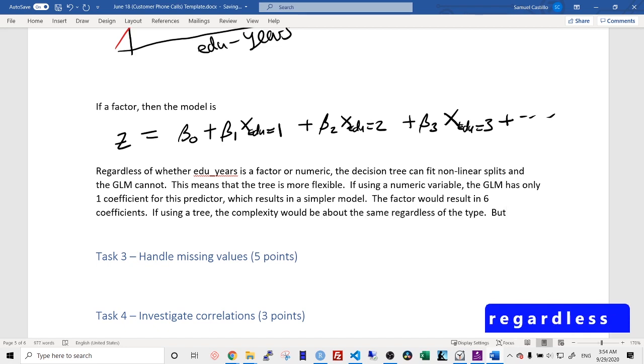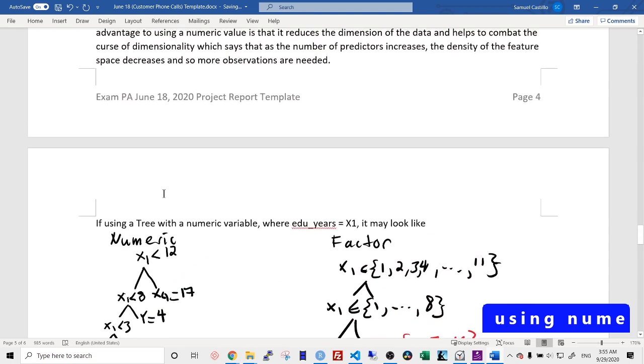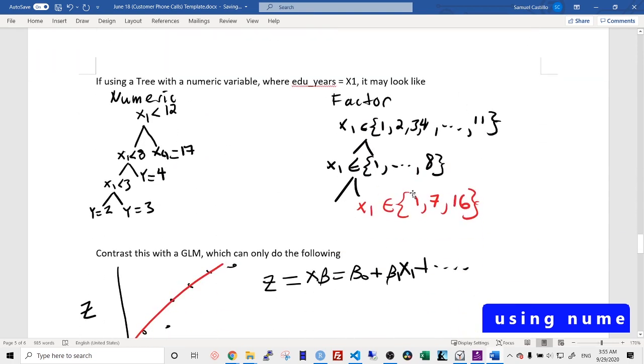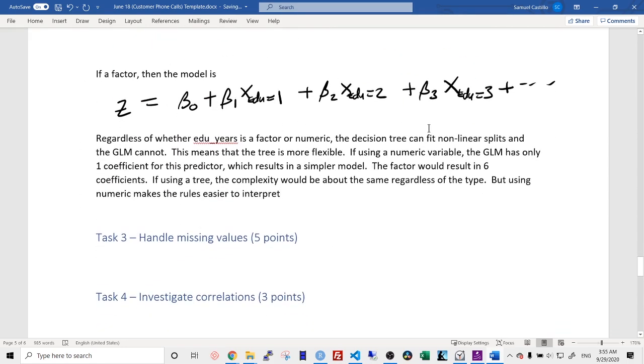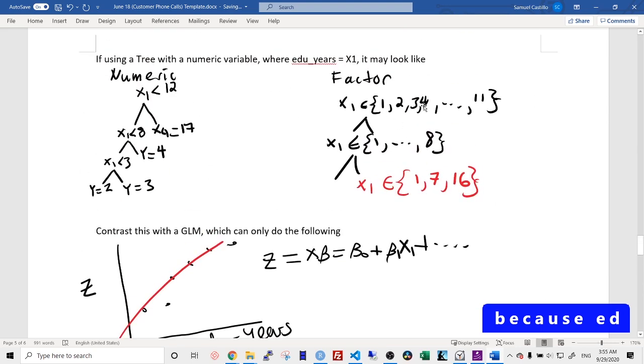But you could say that using numeric makes the rules easier to interpret, because this tree on the left is easier to read than the tree on the right, because EDU years has a high cardinality. That's just a fancy way of saying that it takes on a lot of different values, and so you could have lists here that are very long or complicated.